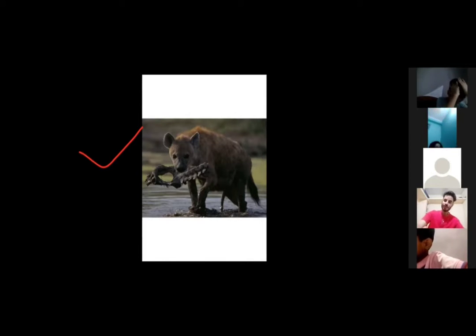Now the fourth one is the carnivore. We learned about the herbivores. We also learned about the omnivores, and the fourth one we learned about was the scavengers.